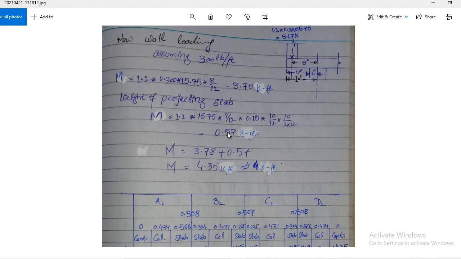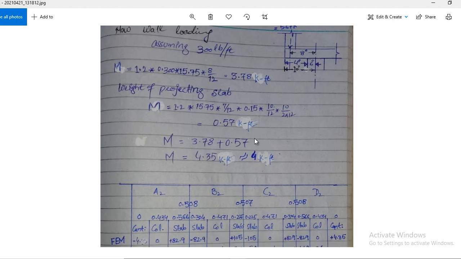This is the moment, remember. This is the moment of this projecting slab, and you have to add this to the wall moment. You got 4.35 kip-feet, which is about 4 kip-feet. So this is the moment caused by this projecting portion at the center line of the wall, and it will act as a fixed-end moment.